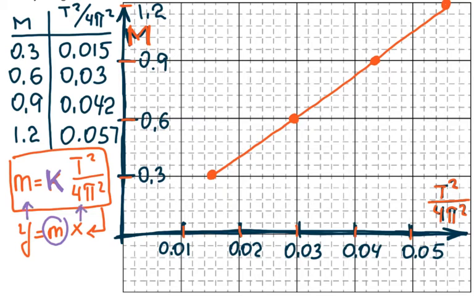My slope is k. So if I want to find k, I have to do the rise over the run. So the rise goes from 0.3 to 1.2. That is 0.9. And my run goes from 0.015 to 0.057. So that is 0.042. So my k is equal to 21.43 newtons per meter.